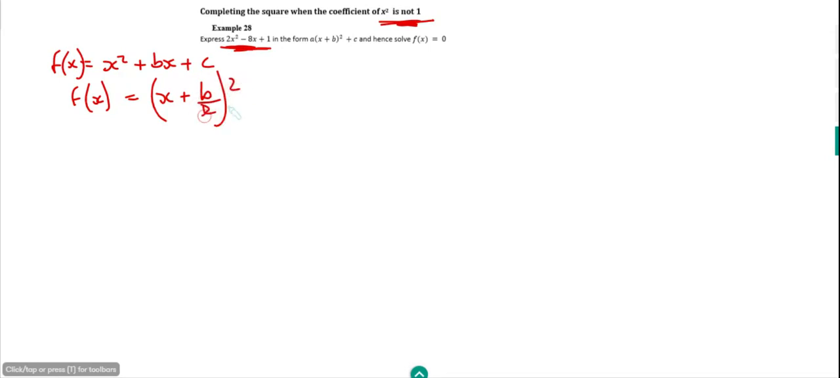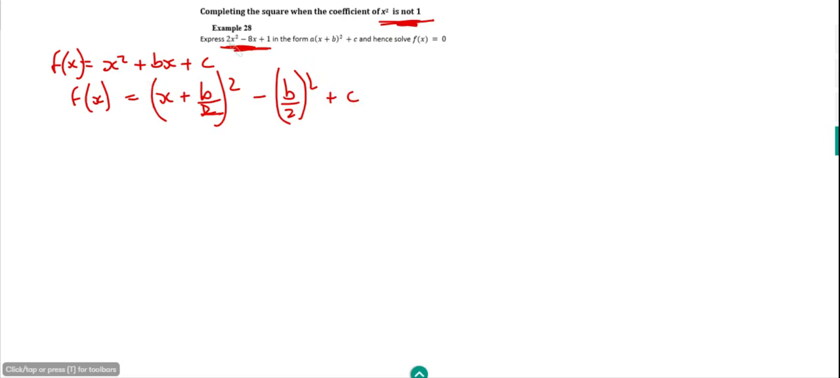Okay, so what we would do is we can use the formula that if I've got something like x squared plus bx plus c, a function of x in this form, I can actually write it as f of x is equal to x plus b over 2 all squared minus b over 2 squared plus c.